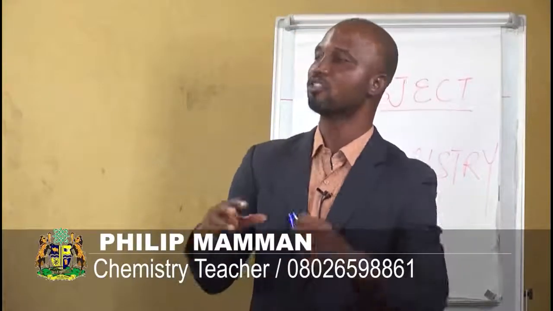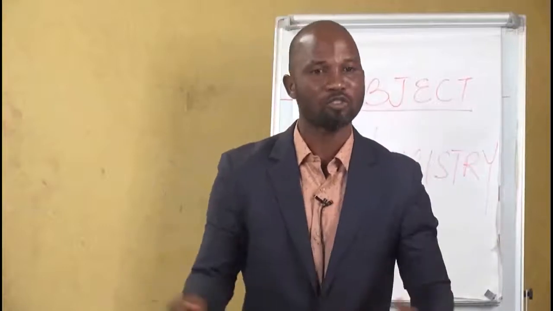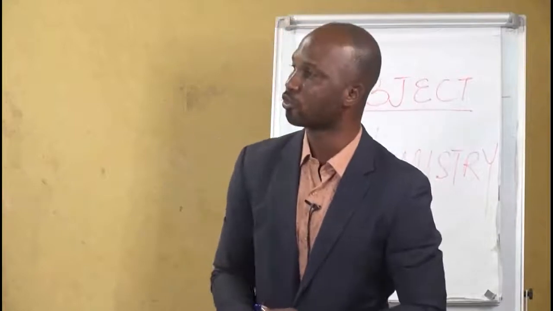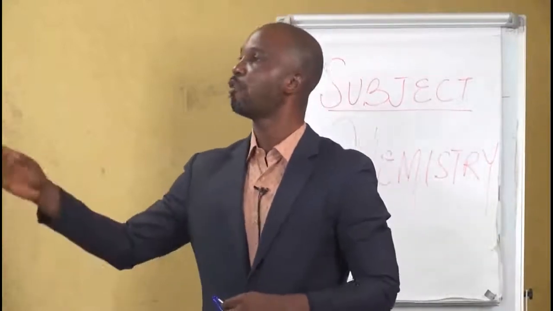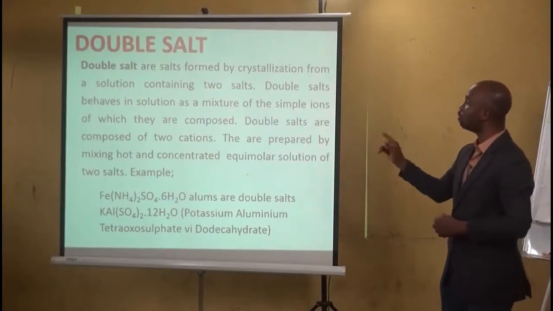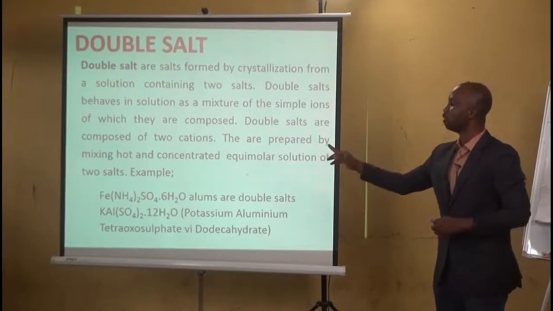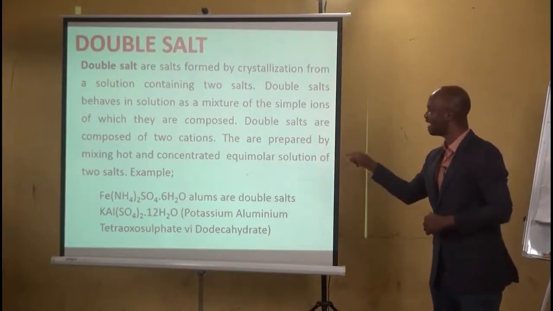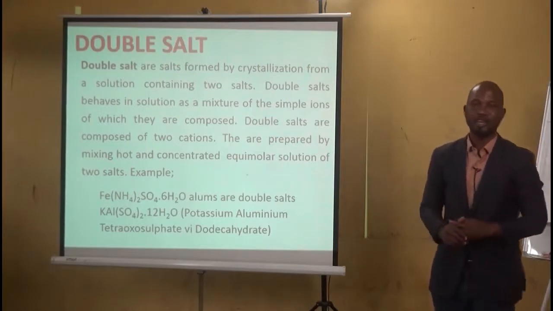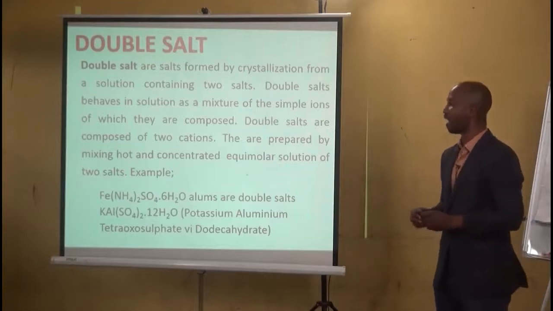When you mix usually a hot, concentrated, equimolar solution of two salts, it will give you a double salt. Double salts are composed of two cations. Remember, I mentioned that earlier and said they are prepared by mixing hot and concentrated equimolar solutions of two simple salts. Equimolar here implies equal concentration with regard to molar concentration.